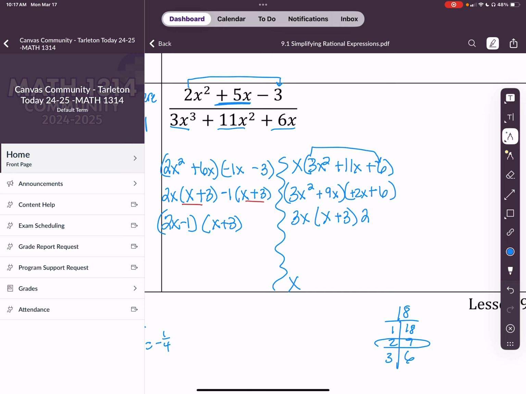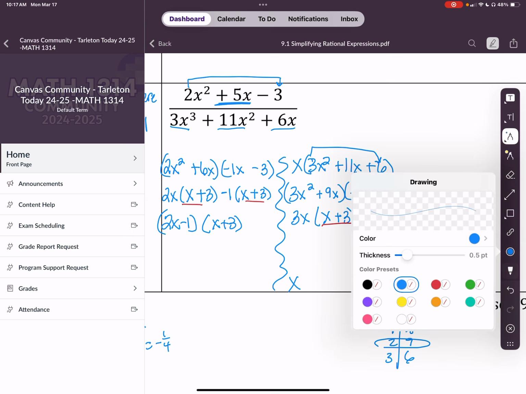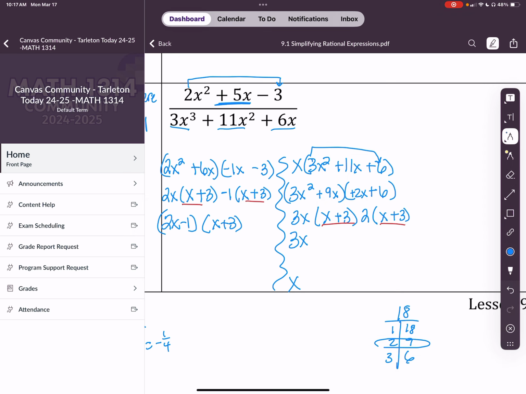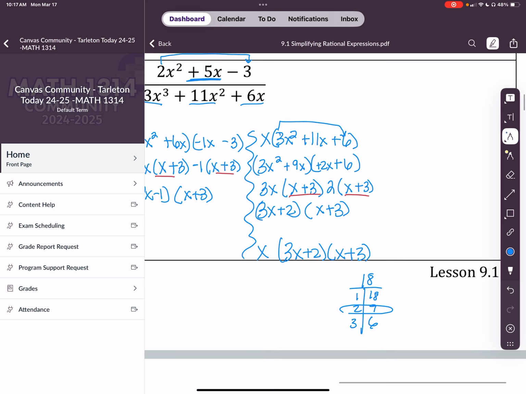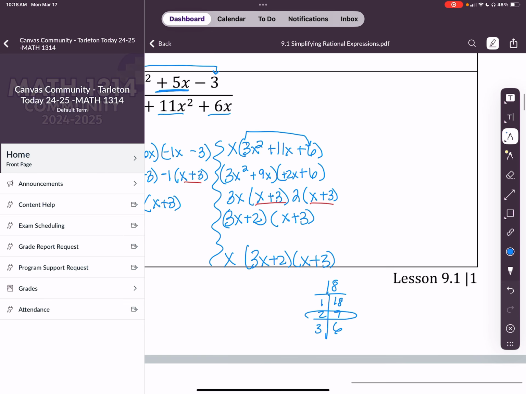All right, 2x plus 6 has a positive 2 in common. So that's going to be an x plus 3. All right, so those are both in common. So that means we're going to have 3x plus 2 and x plus 3. And really, I'm going to move that down here. Okay. All right, let me finish this one real quick, and then this is all I'm going to have time for today. And this is probably all we're going to cover in class anyway.